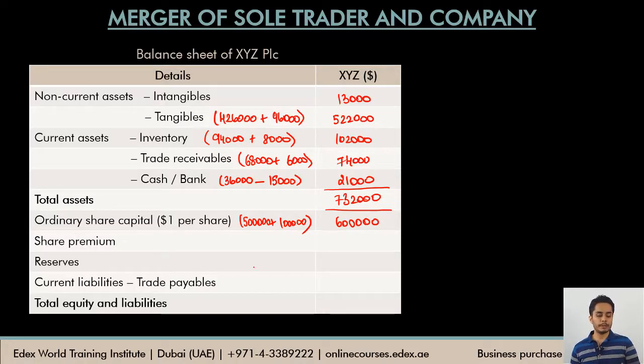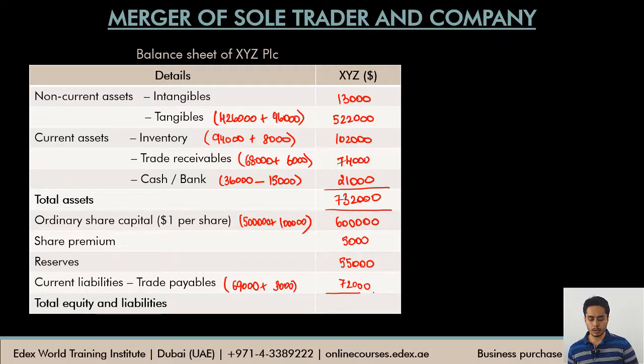Share premium will be recorded separately, 5,000. There is no existing share premium of XYZ PLC, so the only value in share premium would be the premium of the shares issued to sole trader A. Reserves of the existing balance sheet, 55,000, remains the same. Current liabilities, trade payables of the existing balance sheet before the merger was 69,000 plus 3,000 acquired from sole trader A, 72,000.